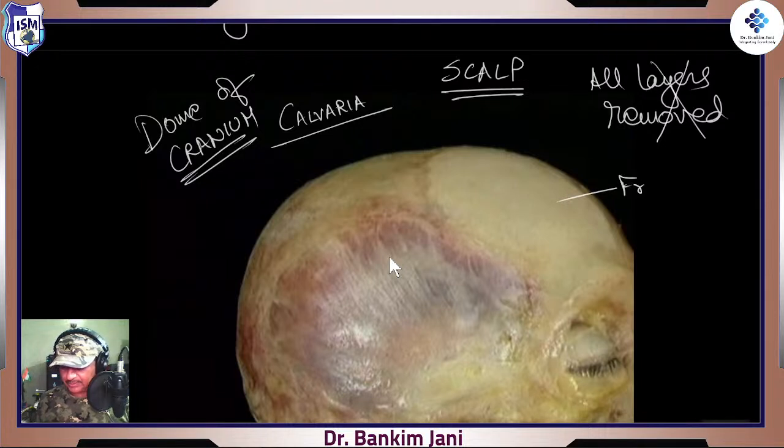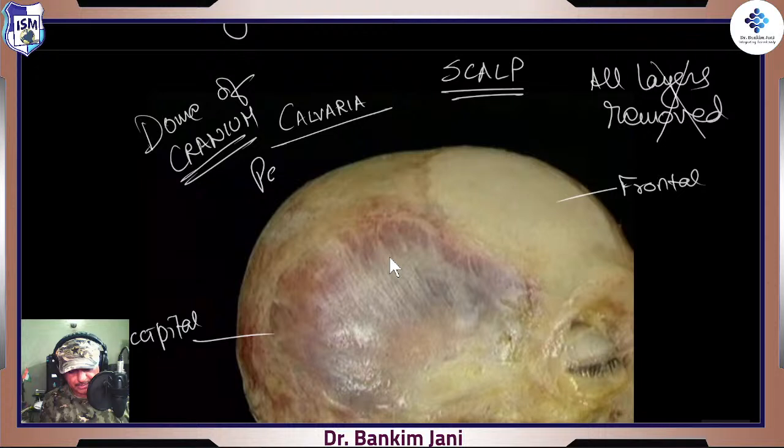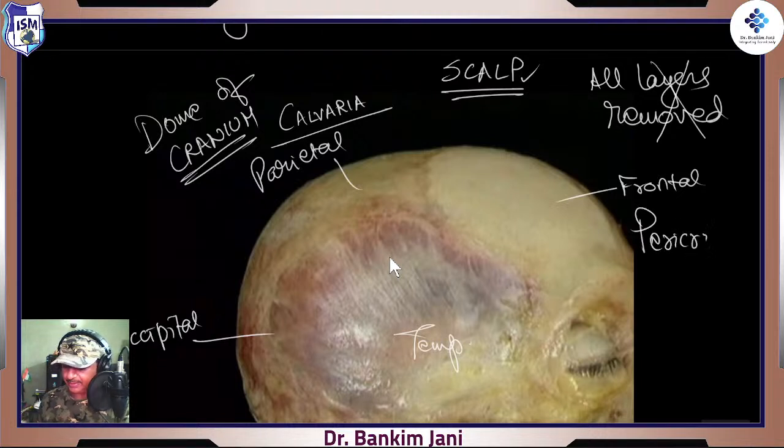Okay, so once we see this, all bones, you know it so well. So this is frontal, right? Then that one would be the occipital. Parietal and temporalis. Now this is pericranium, right? The first thing first is the pericranium. So it is this part, right? Pericranium.